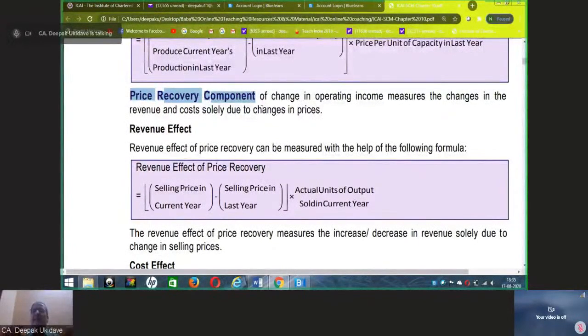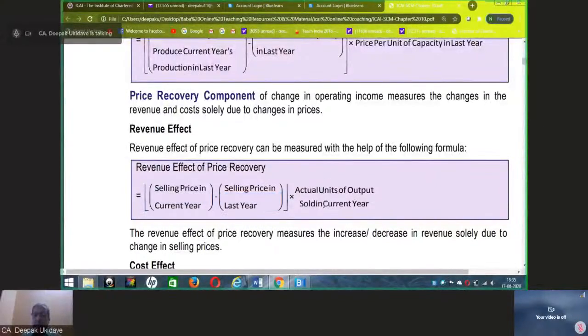So when we talk about the price recovery component, revenue effect is measured like this. Like a price variance, in the bracket we will have the selling price in the current year minus the selling price in the last year, the difference between the two. Inside the bracket it is price. Outside the bracket, it is actual units of output sold in the current year.